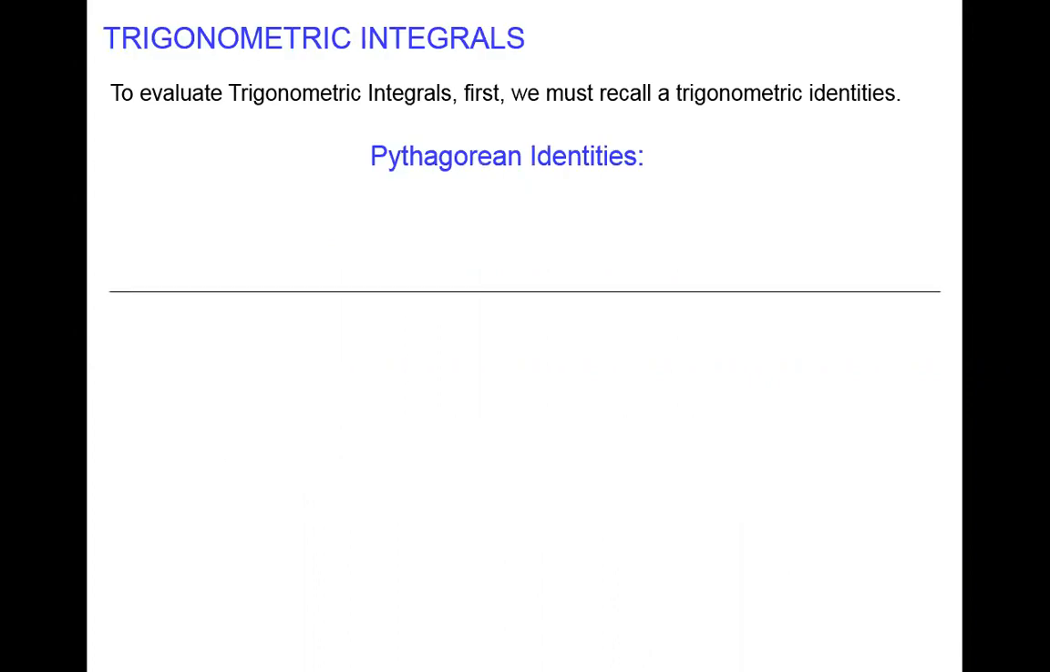One of them is the Pythagorean identity, of course, and we remember sine squared x plus cosine squared x equals 1. I can take this equation and solve for sine squared of x, which gives me an expression in terms of cosine. That means I can rewrite sine in terms of cosine, or in the same way, cosine in terms of sine. Of course, sine squared and cosine squared.